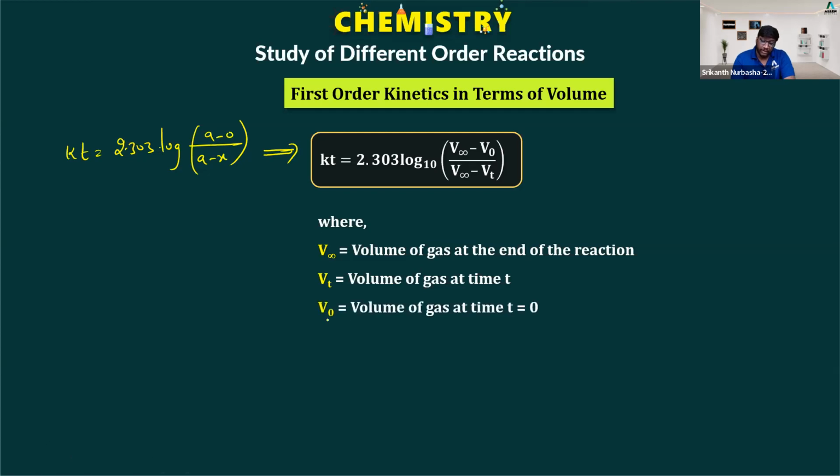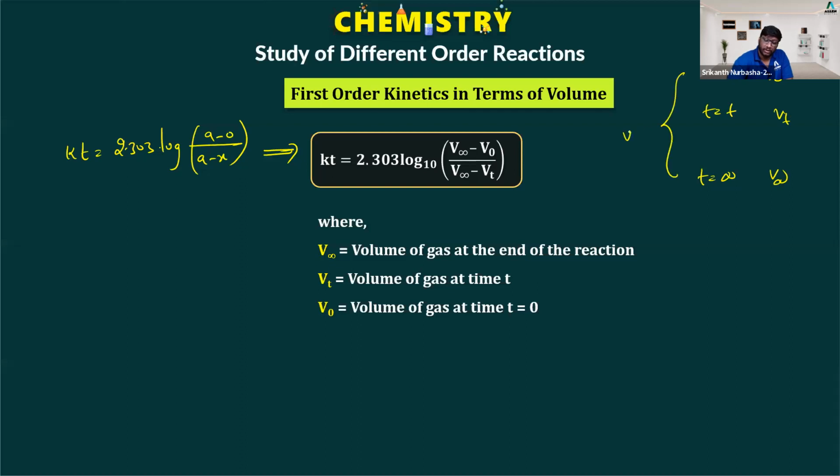V naught is the volume of gas at time t equal to 0. At time t equal to 0, how much volume is there? At time t equal to infinite, how much volume is there? From time t equal to 0 to time t equal to infinite, what is the volume change? That you have to take in the numerator. We have time t equal to 0, time t equal to t, time t equal to infinite: V naught, V infinite, Vt.